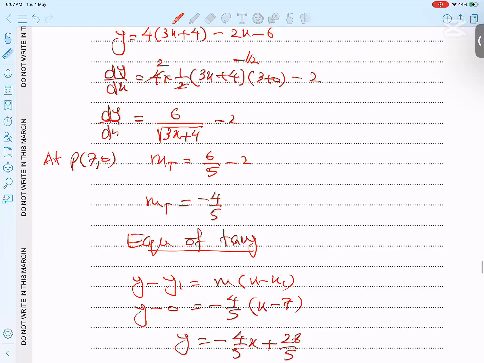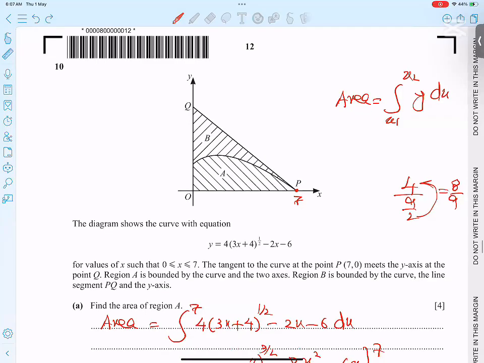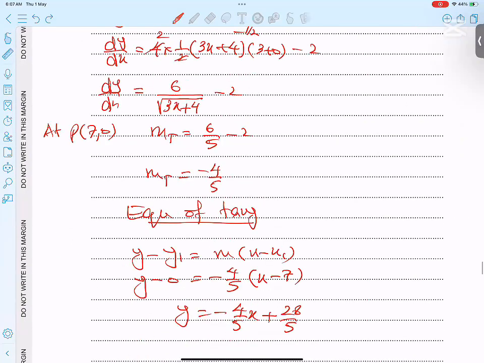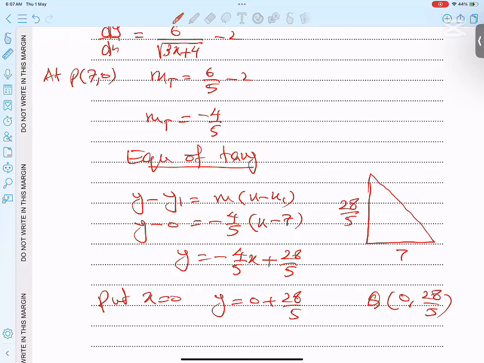After this one, what is my plan? How to get this Q coordinate? So basically this is called the base and this is called the height. Okay, so I got a triangle. So how do I plug in here? I will plug in x equals 0. When I plug in x equals 0, I got 0 plus 28 over 5. So it means the Q coordinate becomes (0, 28 over 5). So I got this kind of triangle, students. This height is 28 over 5, and this is 7.